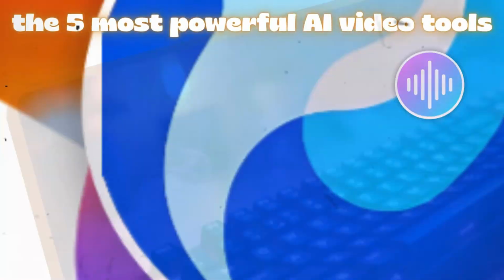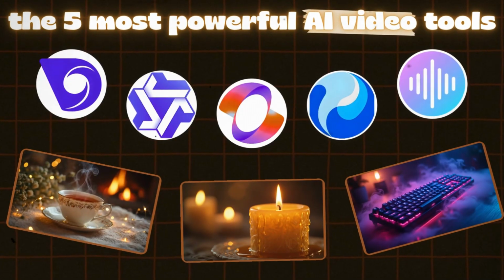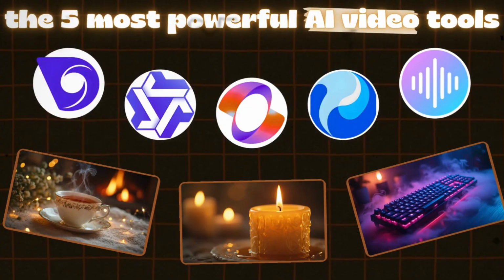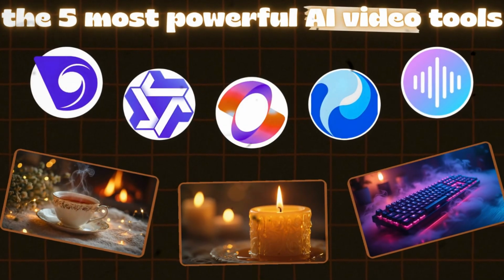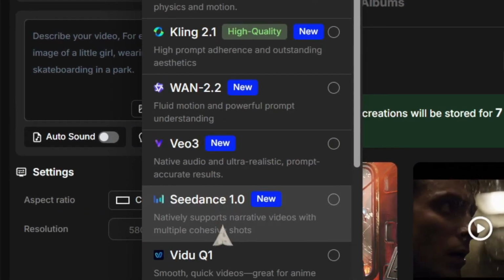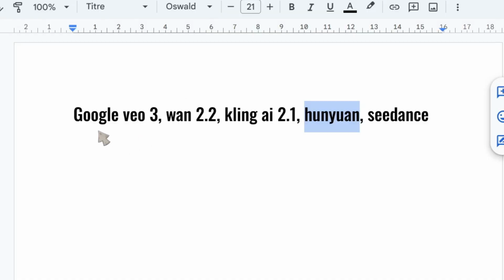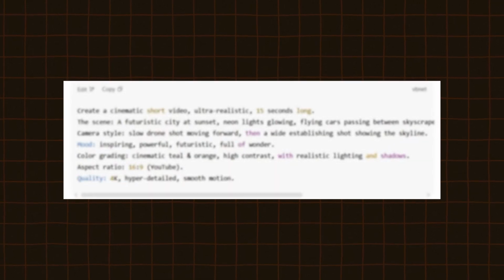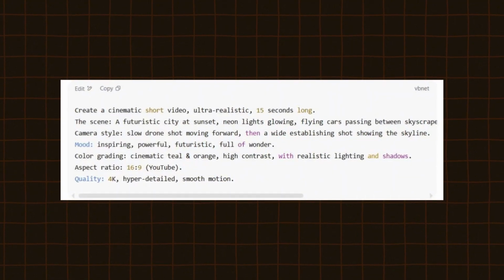I will try the 5 most powerful and popular AI video tools available right now, and together we'll pick the best AI video generator for you. This video is going to be a lot of fun because we'll try Google Veo 3, Kling AI 2.1, Hanoyan, Seedance 1.0, and Wan. I asked ChatGPT for a prompt that I can try across all AI video generators.